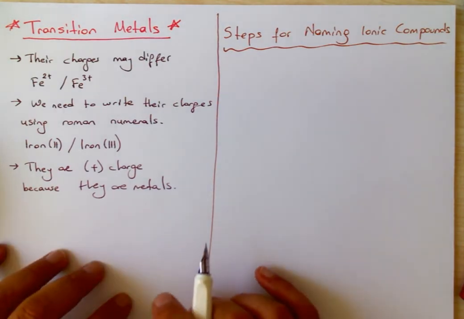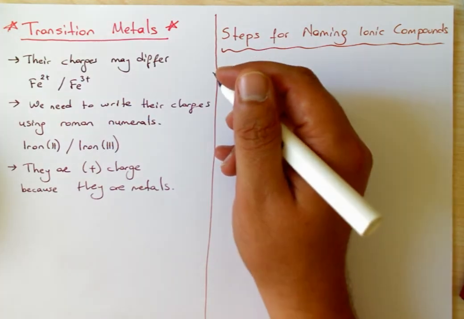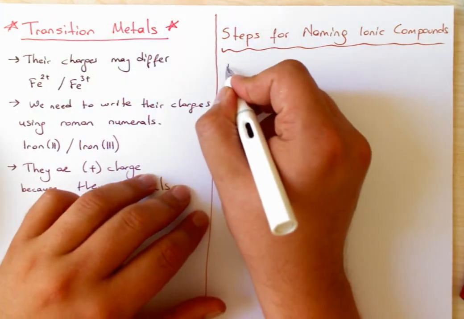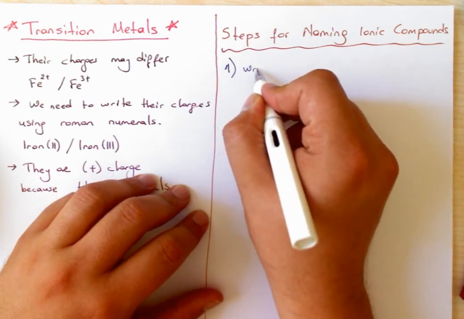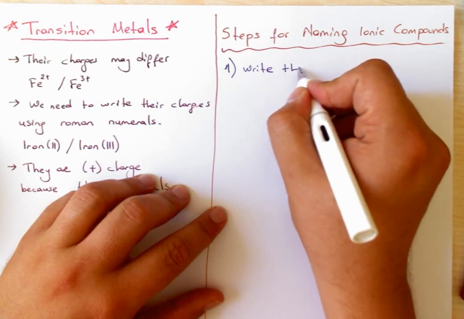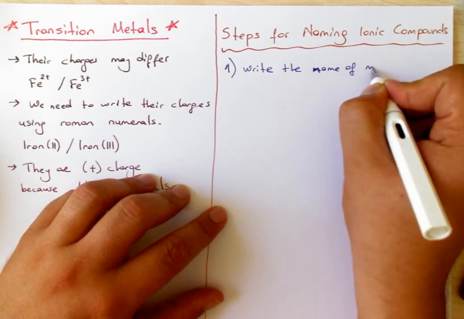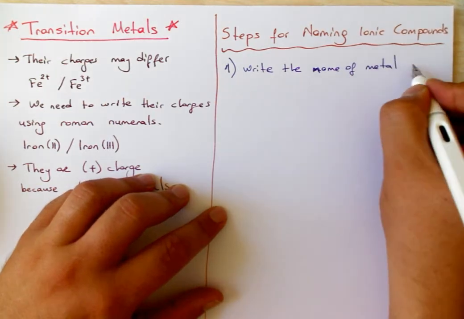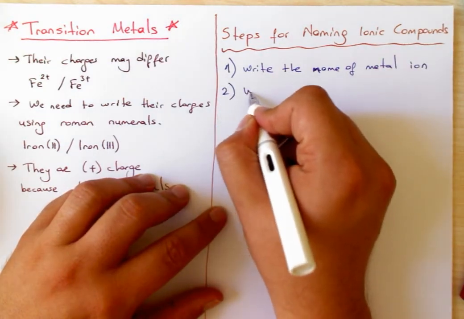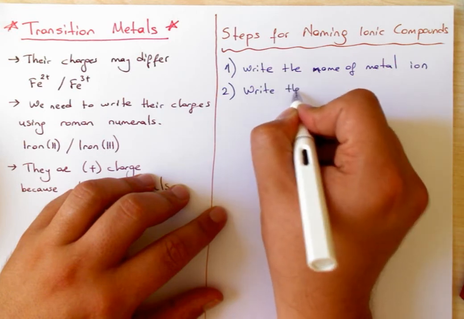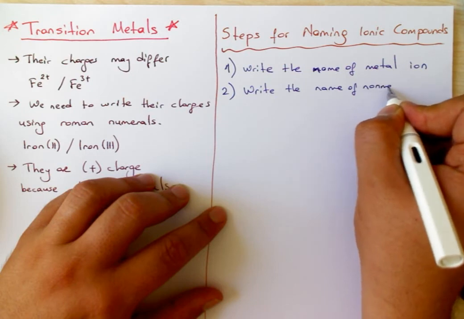Now we are ready to name an ionic compound, and there are two steps for it. It's really easy if you know the essential things. The first step is to write the name of the metal ion, because there will be two ions, metal and non-metal. And the second step is simply to write the name of the non-metal ion.